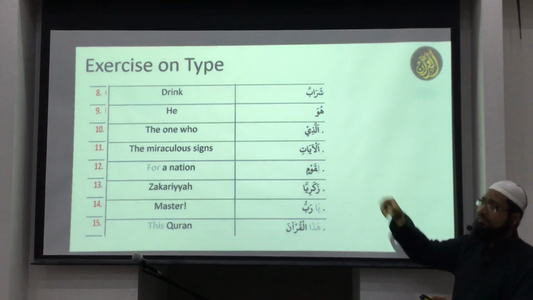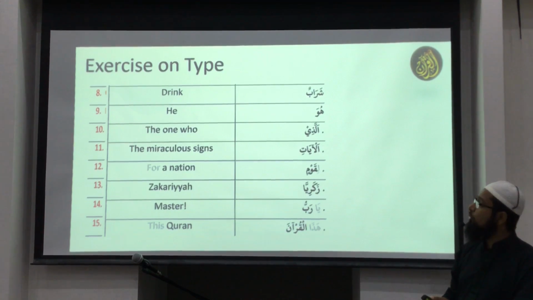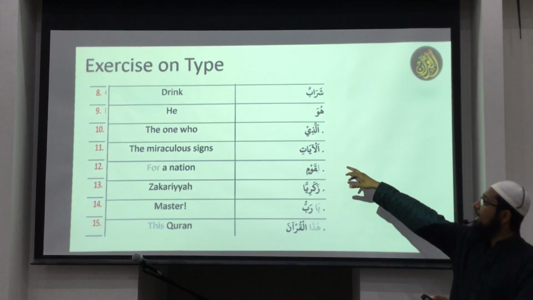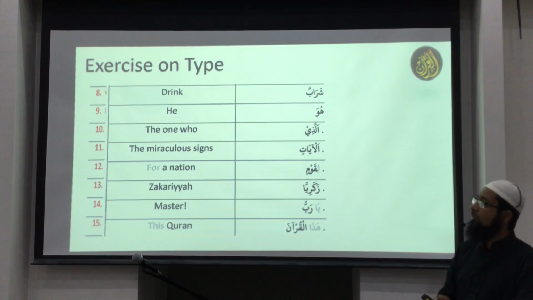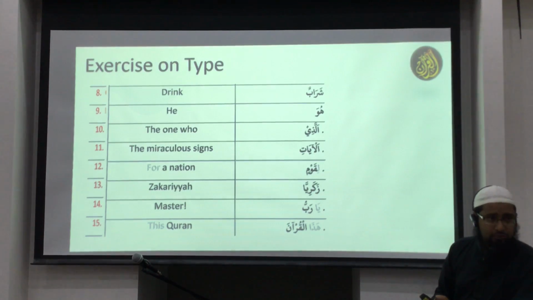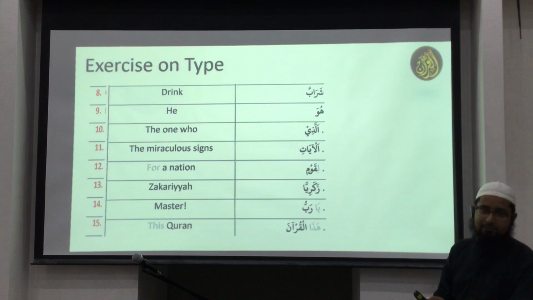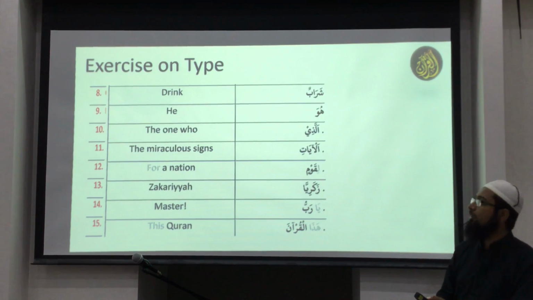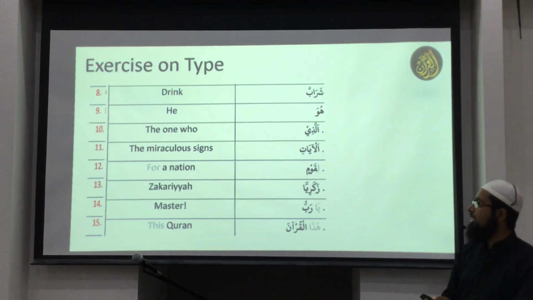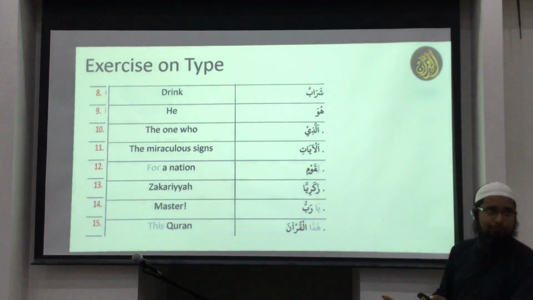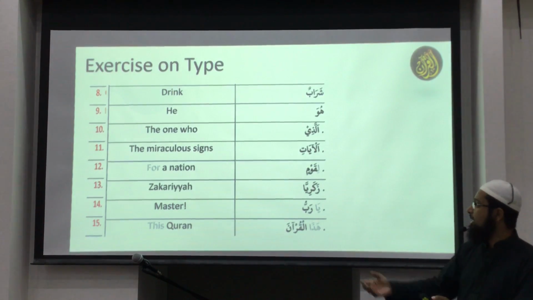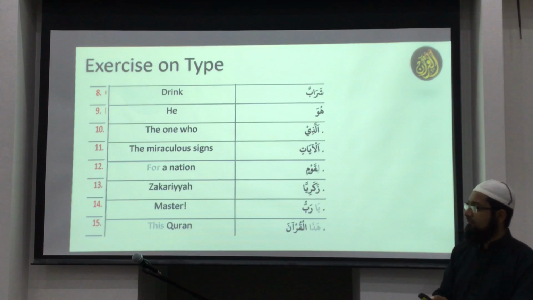The one who, allazi, obviously is proper, this is a mausul. Okay, then we have al-ayati, the miraculous signs. Obviously there's al, so it's proper again. Li qawmin, for a nation. Proper or common? Common, yes, because we don't know which nation you're talking about, right? Zakaria, obviously proper, because it's a name, okay? Rabbu, master.